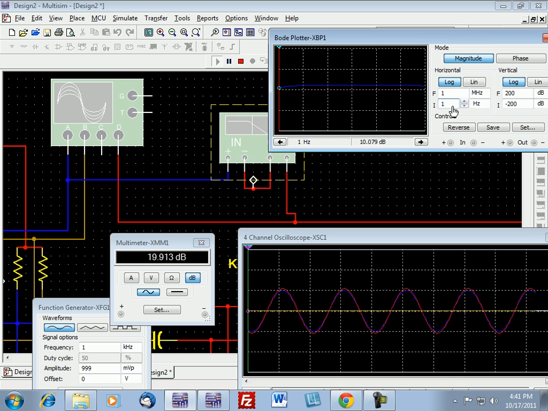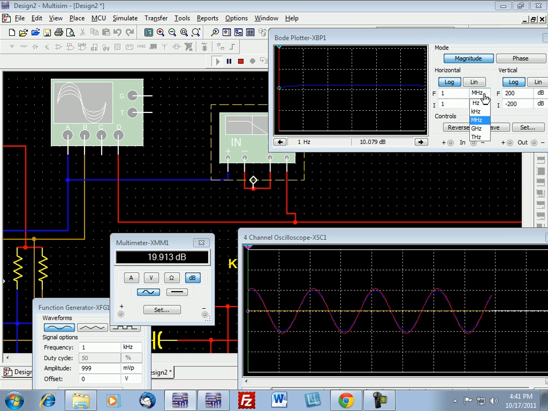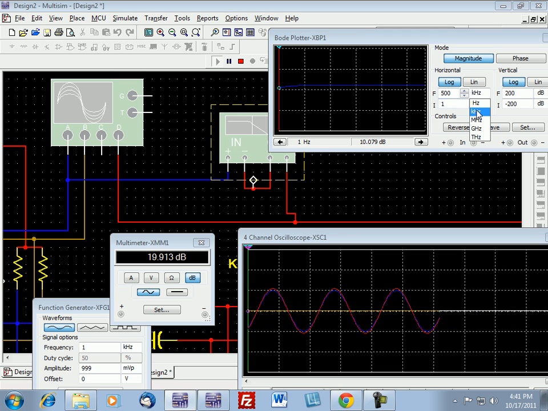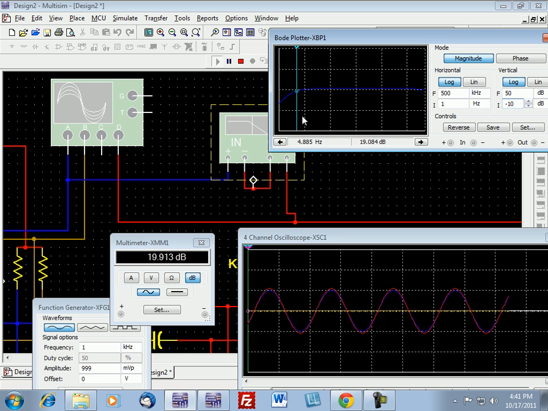And this is for testing the efficiency. Let me do 500K and see. So at 500K, I'm pretty much flat, which is what we're looking for. So we pretty much have a flat response. Let's see what the roll off is. See, the roll off starts at 4 hertz.